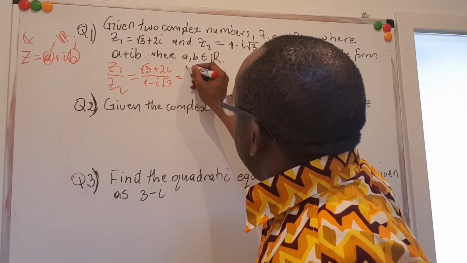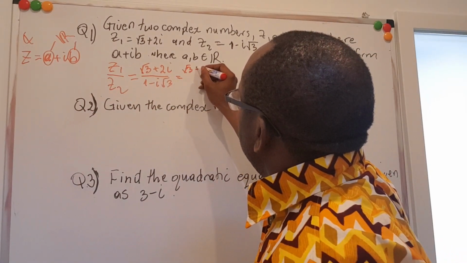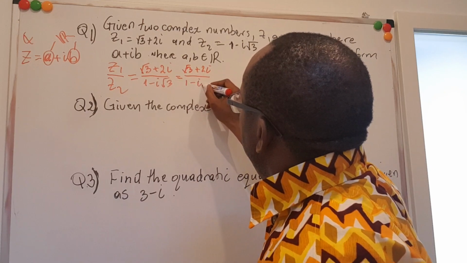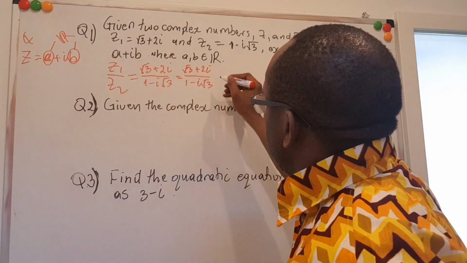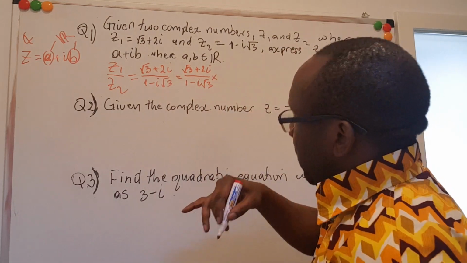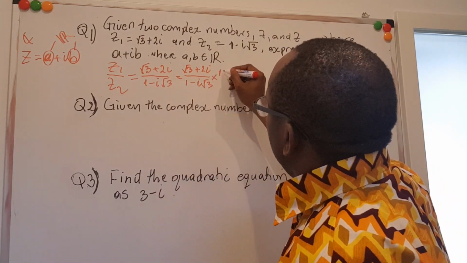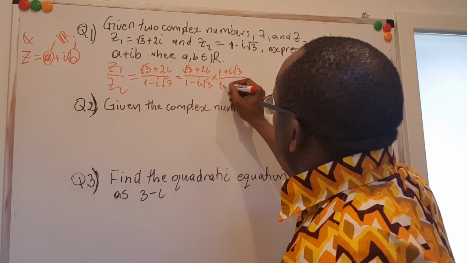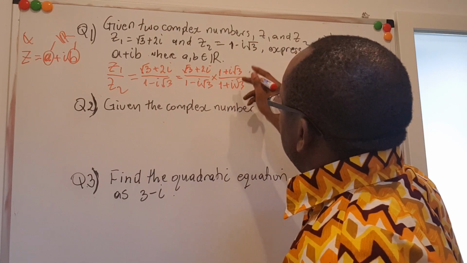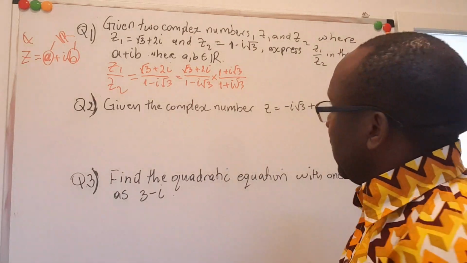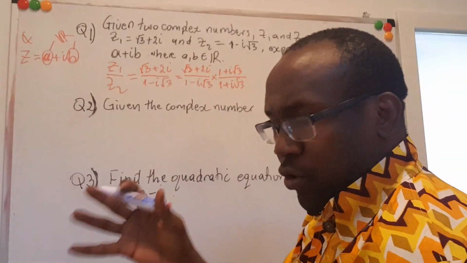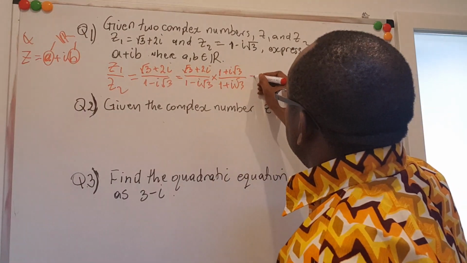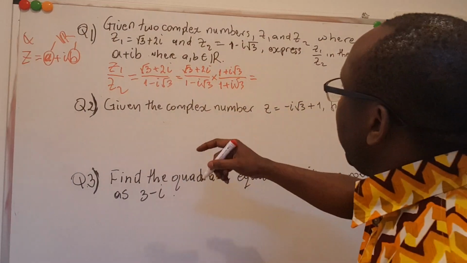So I have root 3 plus 2i divided by 1 minus i root 3. This is exactly what is here. And I multiply by 1, but I choose a beautiful one: 1 plus i root 3 divided by 1 plus i root 3. If you divide this, you get 1. But I want it to be nice. If you put shampoo on here, you won't want to wash it out until it has done the job. So we do the cleaning up now.